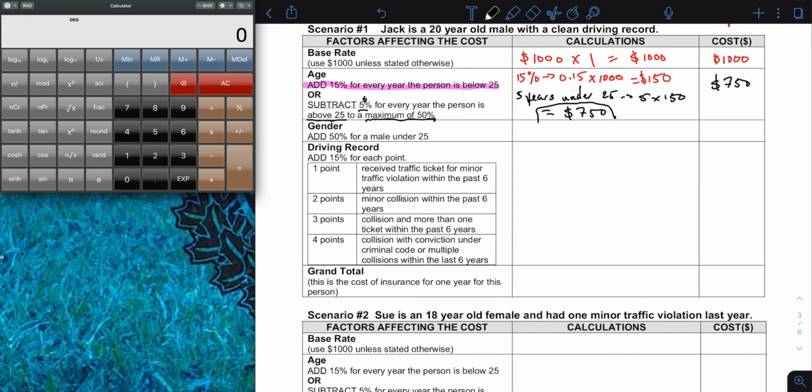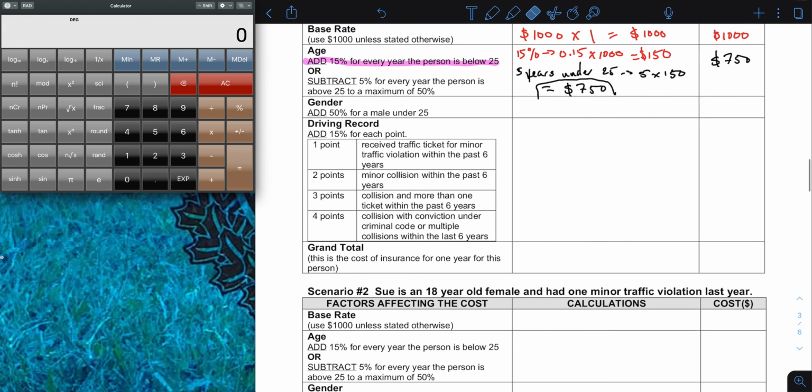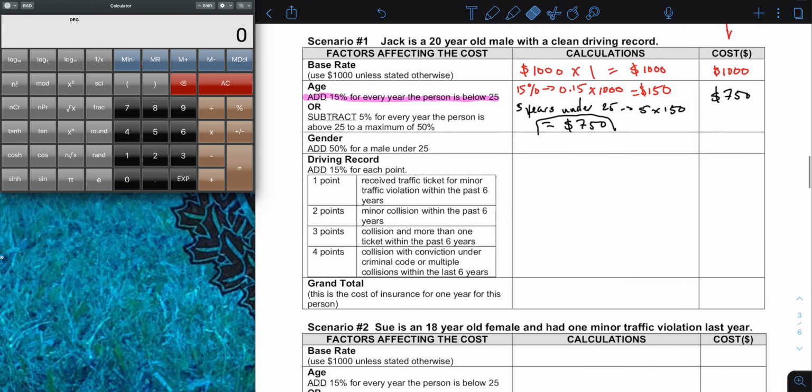Okay, now here's the next one. So you're going to use the subtract one probably in one of the later examples down at the bottom. Okay, so you might have to, that one's a little bit trickier. You're going to do it the exact same way as if you were adding 15%.